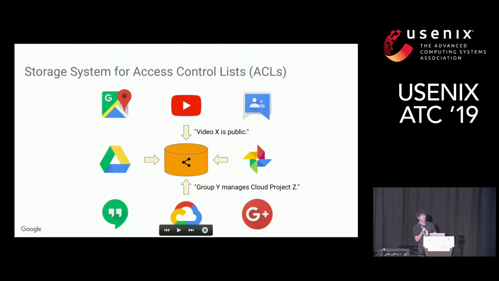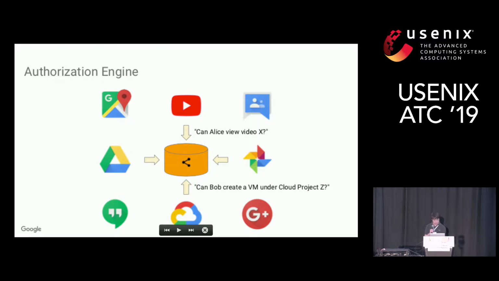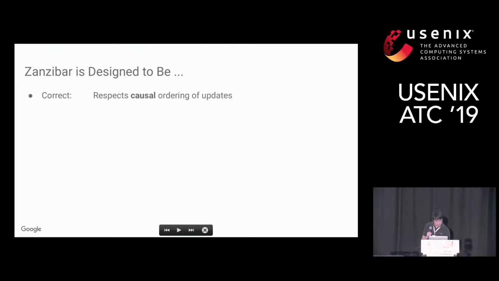So Zanzibar serves 2 roles. First, it is a storage system for access control lists and group membership. It is used by hundreds of Google products to store permissions on digital objects. Whenever a Google user tries to access a digital object, the product consults with Zanzibar to figure out whether the request should be authorized. It's also an authorization engine that interprets the permissions.